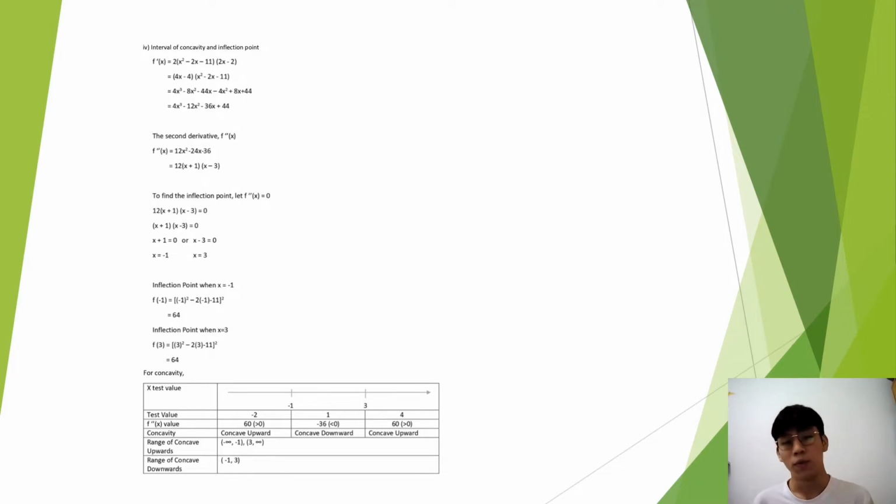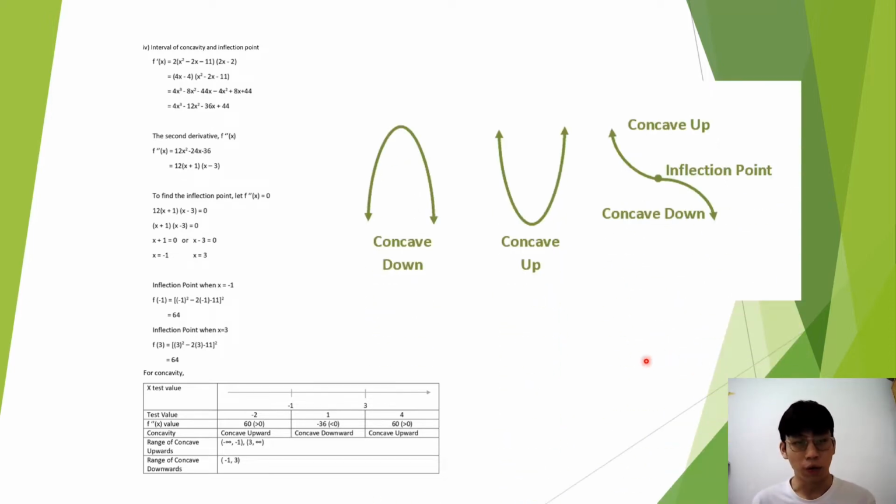We'll be explaining the question on interval of concavity and inflection point. So, at first, what is interval of concavity and inflection point? The interval of concavity means the interval of the graph which is concave downwards or concave upwards. And the inflection point is the point where the graph switches from concave upwards to concave downwards, right here. So at first we're going to find the inflection point.